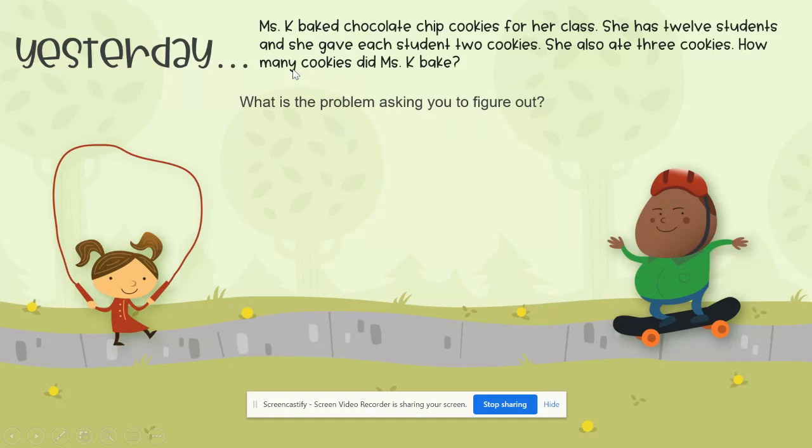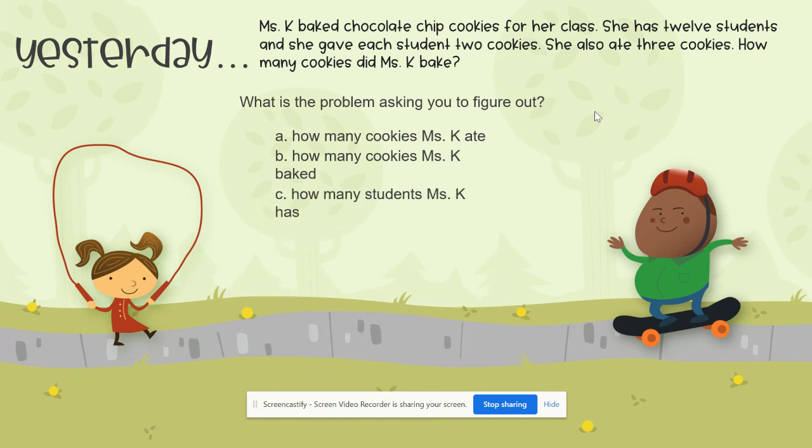So our problem was: Miss K baked chocolate chip cookies for her class. She has 12 students and gave each student 2 cookies. She also ate 3 cookies. How many cookies did Miss K bake? Our first question is, what is this problem asking you to figure out? How many cookies Miss K ate? How many cookies Miss K baked? How many students Miss K has, or how many cookies Miss K gave to each student?